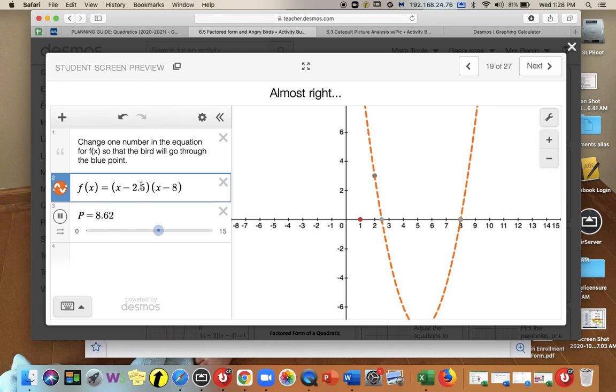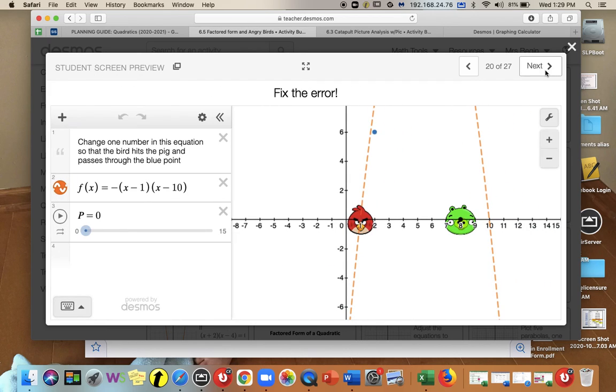So you can adjust the zeros. I thought you just had to adjust the number in front. So I changed it so it would go through that point. I changed the zero and I moved it. Okay, I'll do one more.